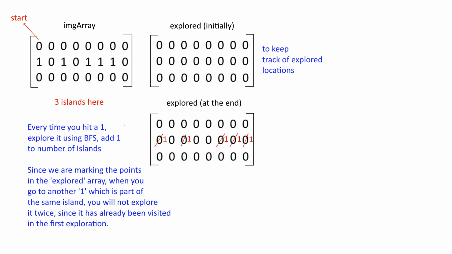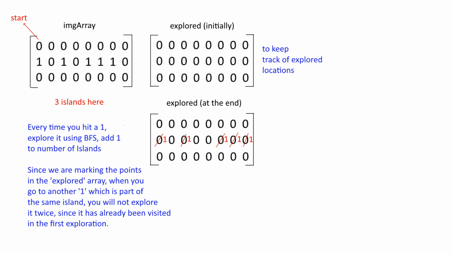So we just iterate in the array. Once again, the moment you hit a 1, you start the exploration using BFS, or you can also use depth first search if you want to, and then you mark the island as visited. So you just add a 1 to the number of islands. We keep on doing this until we reach the end of the array.